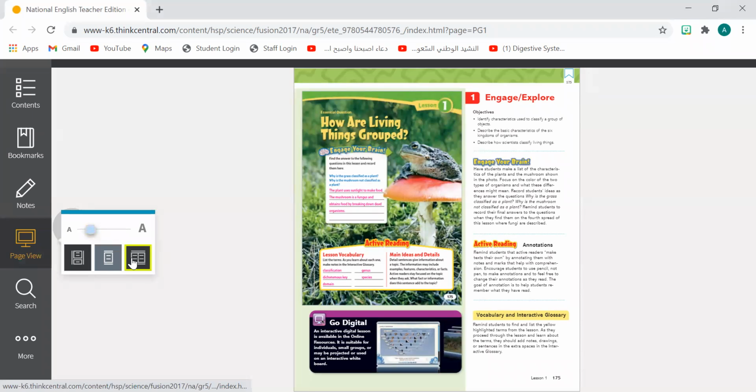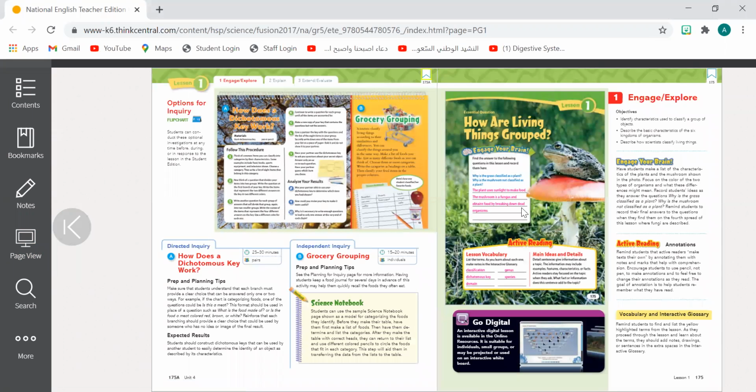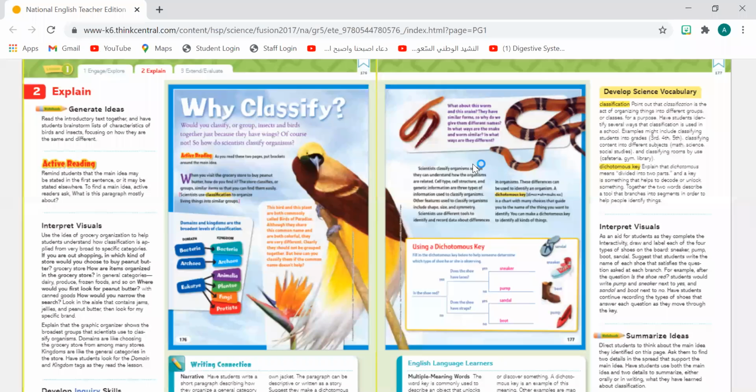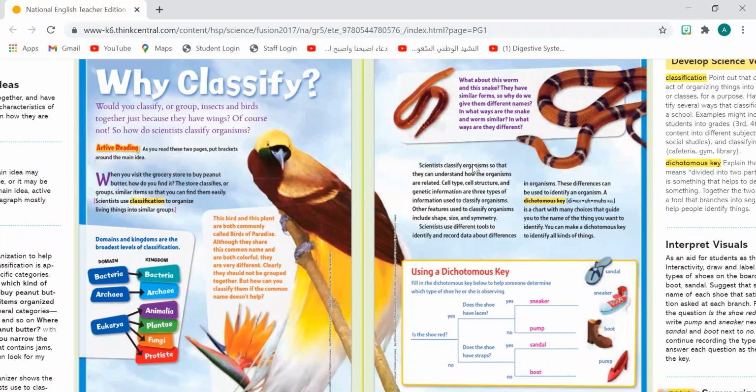Now, let's see what we have next. I'm going to open it like this. It's better for us to see. Then go to the next page. All right. Now, you can open your book with me. Okay. Just a minute. How about now, guys? Can you see the page? Yes, we can see the page. Very good. Okay. Now, why classify? Why would you classify something? Can you tell me?